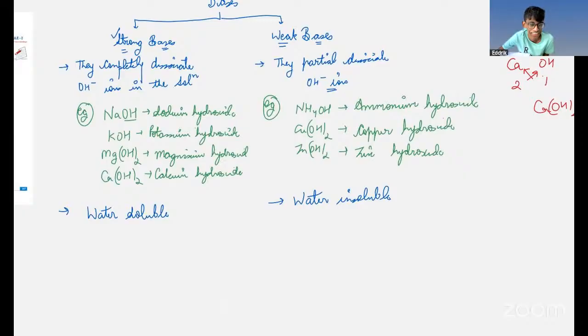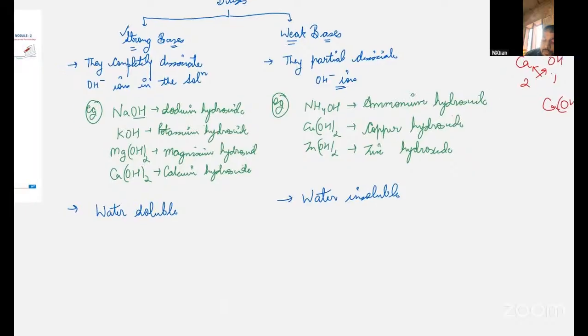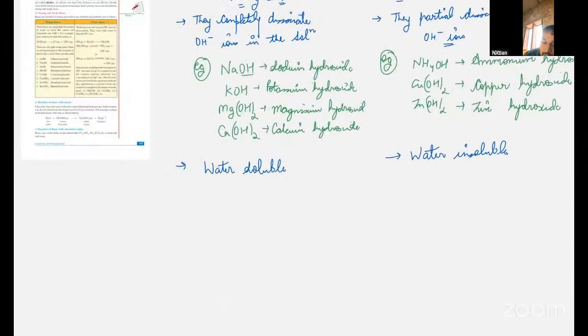Okay. Now listen, guys. Water soluble means the strong bases are called alkali. Why are they called alkali? Because they are water soluble. Means strong bases, because they are water soluble, are called alkali. What are they called? Alkali.